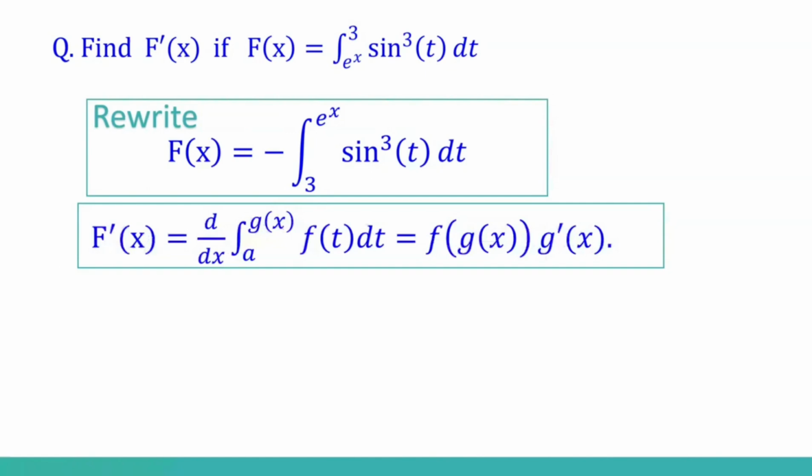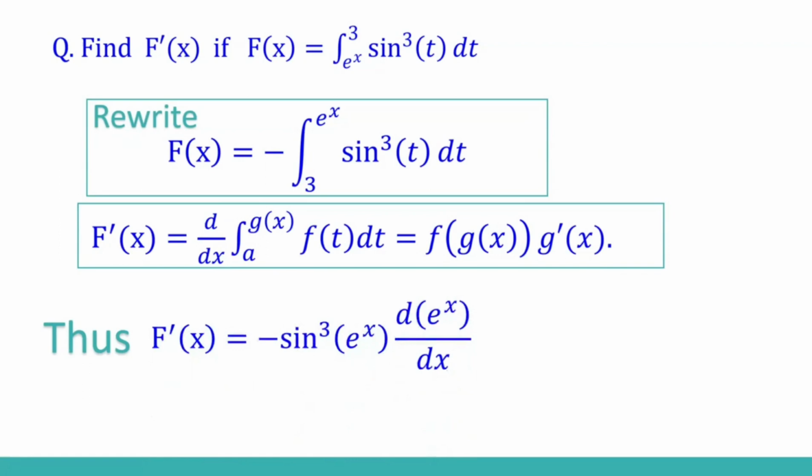So you now apply the derivative formula, and you get F'(x) equal to sin^3(t), with t replaced by e to the power x, and times the derivative of e to the power x. So it gives you minus e^x sin^3(e^x). That's the answer for this question.